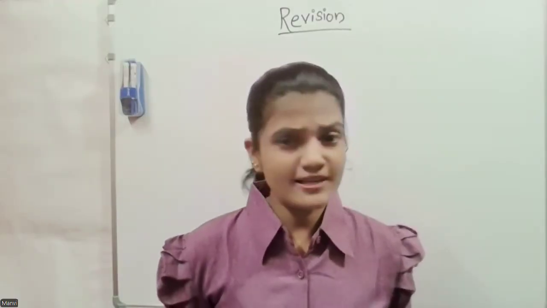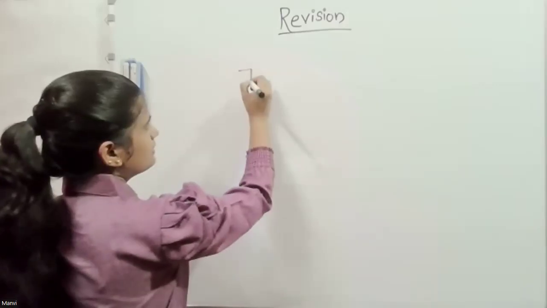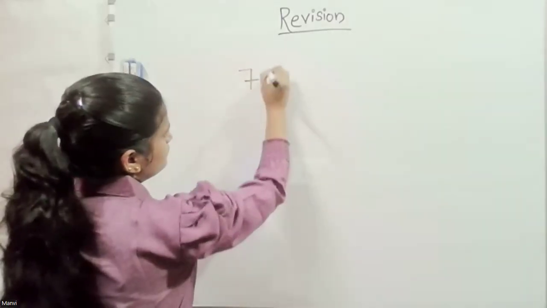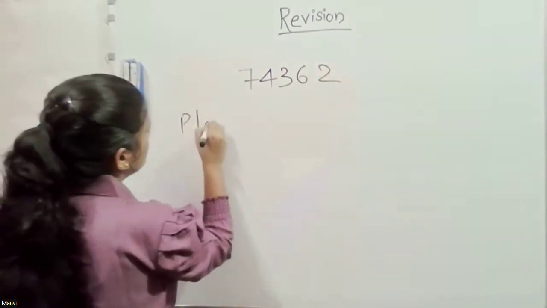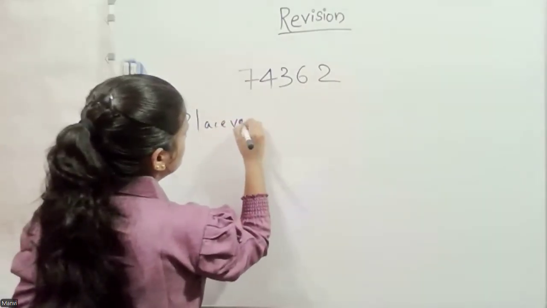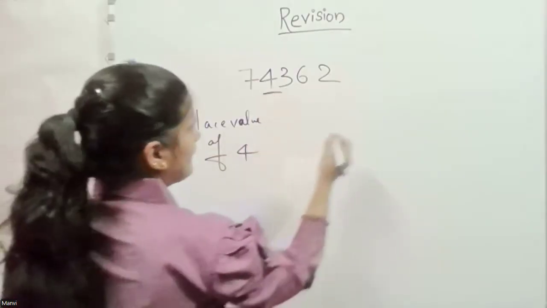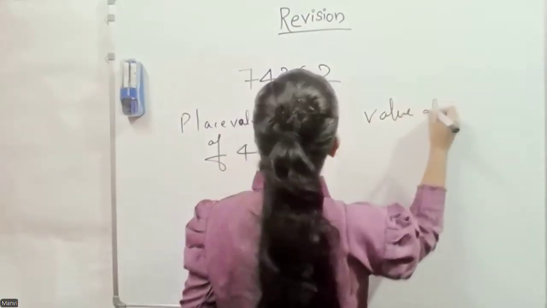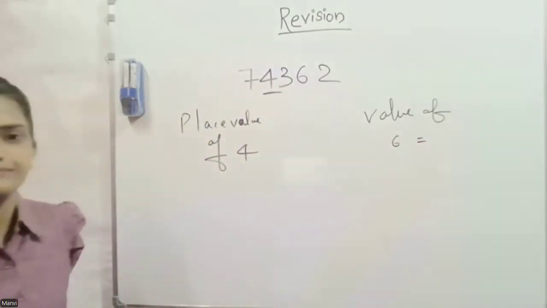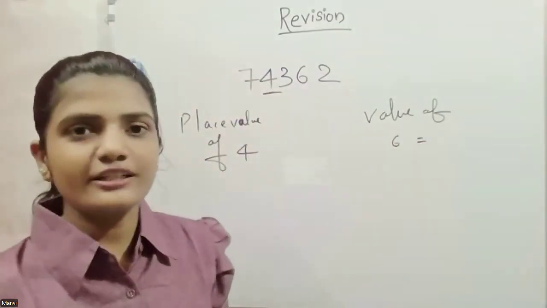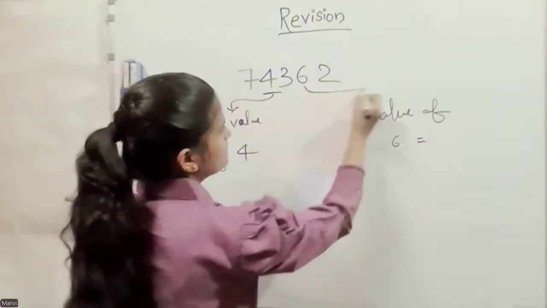Kavya, do you remember what place value and value are, and what the difference between them is? Let me ask one question. If I have the number 74,362, tell me the place value of digit 4 and the value of digit 6.